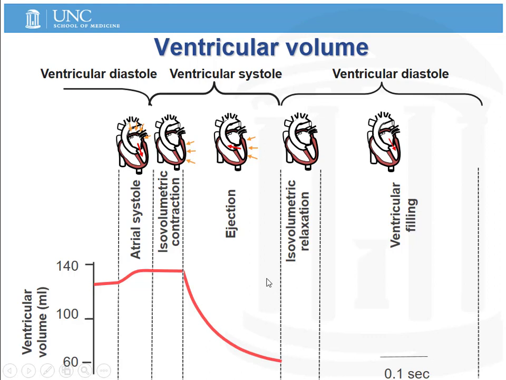In the later part, less blood is being ejected into the aorta and the curve flattens out. Following contraction, the ventricle relaxes, and when the pressure in the ventricle drops below the pressure in the aorta, the aortic valve shuts. During this phase of isovolumetric relaxation, both the mitral and aortic valves are closed, so there's no change in volume. Note that not all the blood has been ejected. There's still some volume, around 60 milliliters in this example, that remains in the left ventricle.